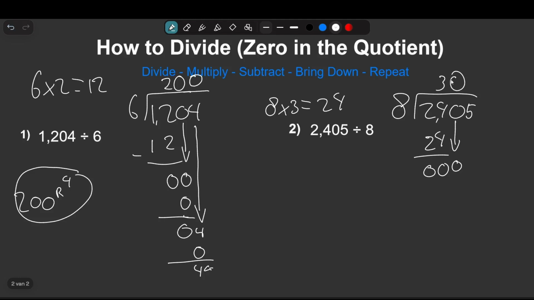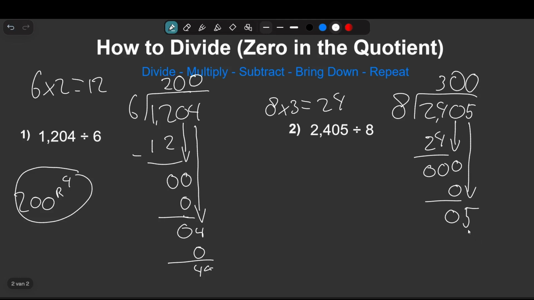Now we have to multiply again, so 8 times 0 will equal 0, and we can put this down here and subtract. So 0 minus 0 will equal 0, and now we're going to bring down our final digit. So we get 0, 5. And now for the last time, we're going to repeat once again. So how many times does 8 fit into 5? And of course, again, this equals 0.